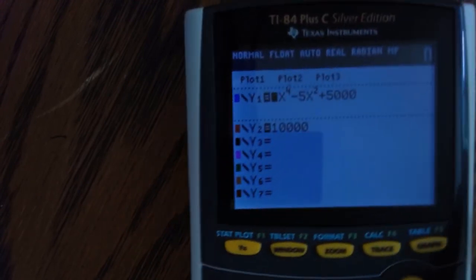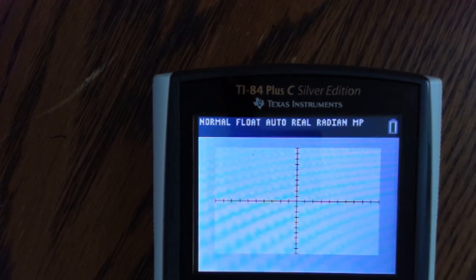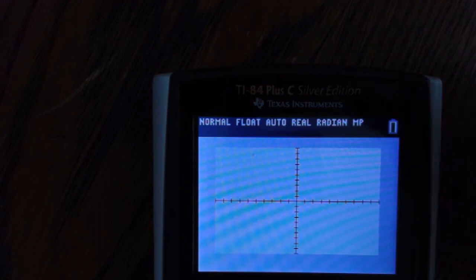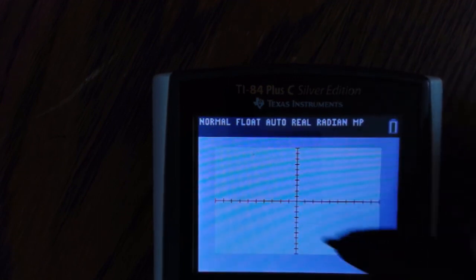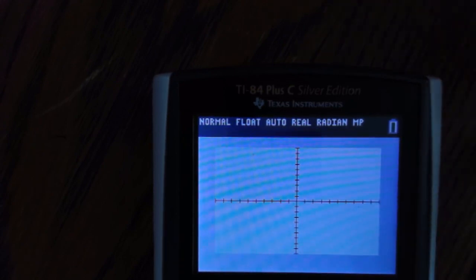Now in the calculator, I already typed in my function, the 2x to the 4 and all that, and 10,000, and I'm going to graph it, and you see there is no graph there. I can't even see the graph. It doesn't mean the graph is not there. The graph is there somewhere, but the window is small and we can't see it. We can still find our point of intersection for the x.